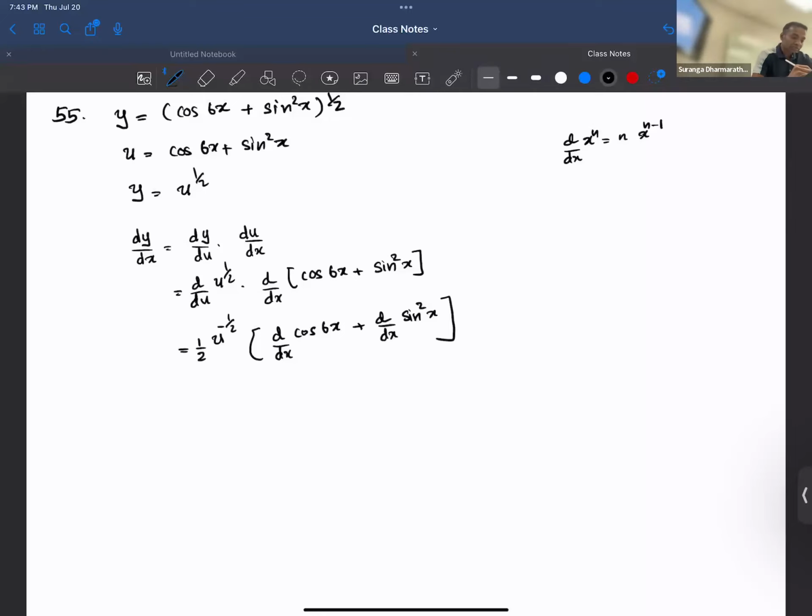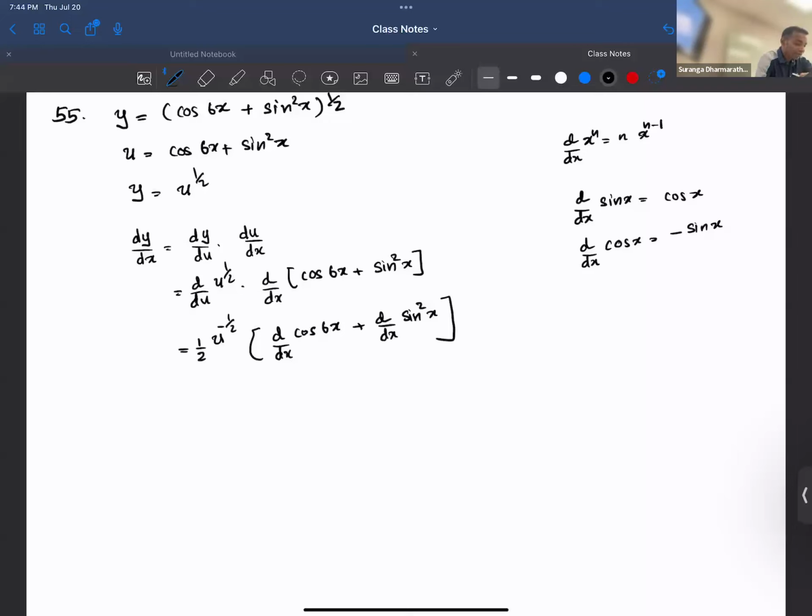Now, what do we know about derivatives of trigonometric functions? We have learned these, right? We have learned d over dx. This is beautiful. D over dx sine x is equal to cosine x. Remember? Right? And we also know that d over dx cosine x is equal to negative sine x. Right? Now, do we know d over dx cosine 6x? No, but we can convert that into cosine x. How do we convert that into a form of cosine x?